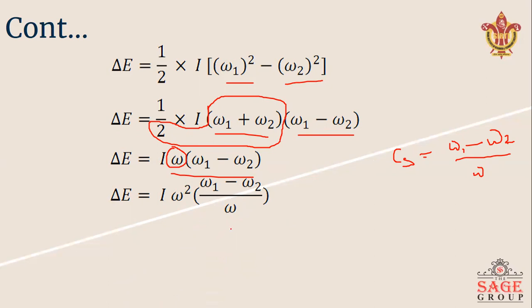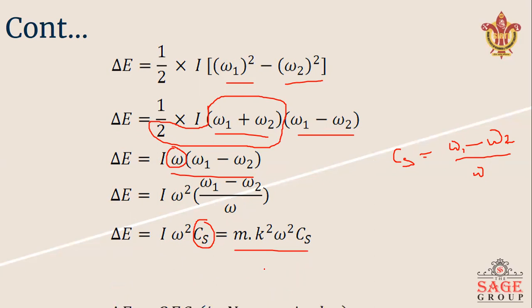So now delta E is equal to half I omega square Cs, and the value of I is equal to mk square, so delta E is equal to m k square omega square Cs. So this is the final derivation of energy stored in the flywheel.